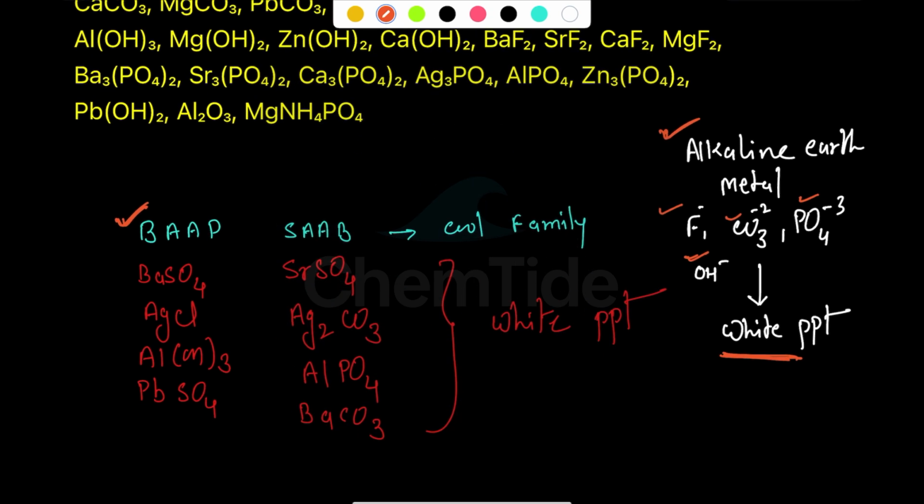Here B stands for BaSO4, which is an alkaline earth metal. A stands for silver chloride. This A stands for aluminium hydroxide. P stands for PbSO4. In SAB, S stands for SrSO4, S stands for silver carbonate, A stands for aluminium phosphate, and B stands for barium carbonate. If you memorize only these, your JEE and NEET question paper will be cracked.